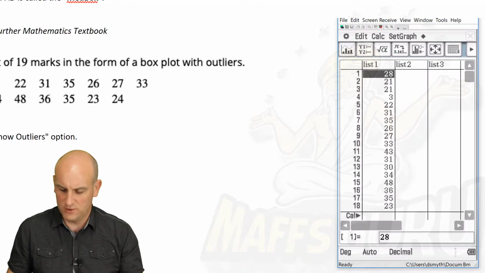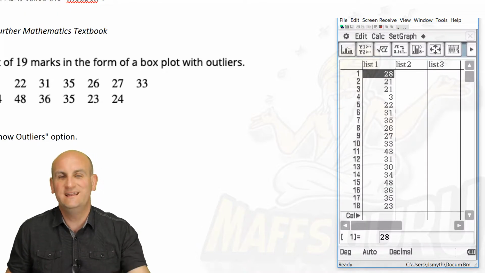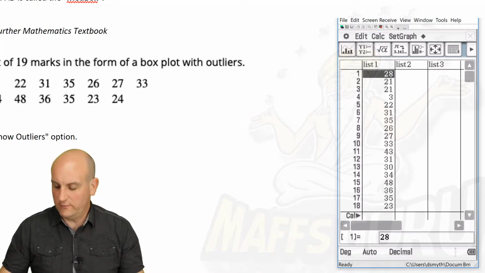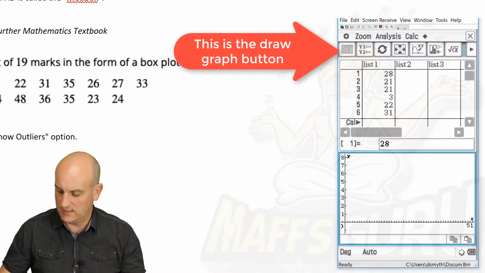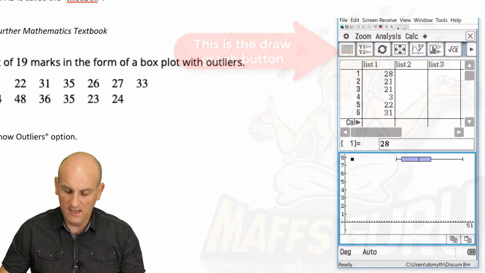Hold on a moment, it's not drawing my graph. No, because I need to tell it to draw the graph. And how do we do that? Yes, we hit the draw graph button, and as if by magic, up comes my box plot.